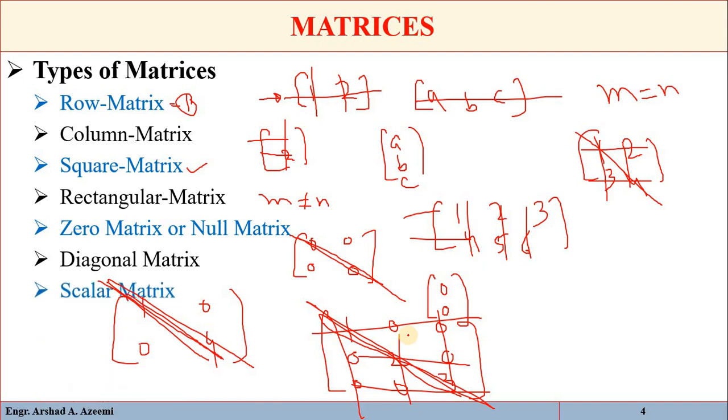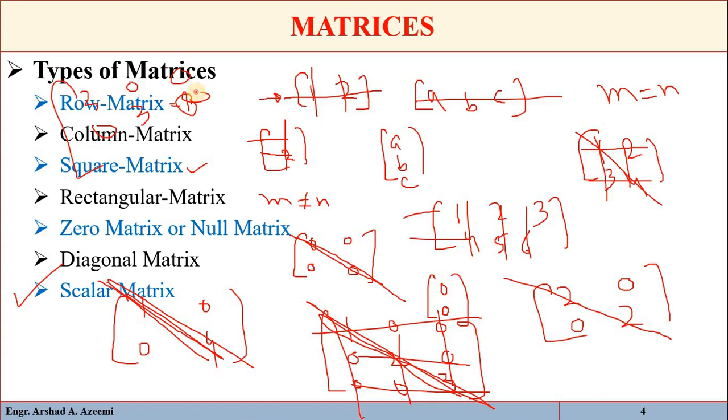Then we have the scalar matrix. A square matrix in which all the elements on the main diagonal are equal. For example 2 0 0 2, this is the main diagonal in which the elements are equal and the rest of the elements are 0, then it is called the scalar matrix. Also for example 3 0 0 0 3 0 0 0 3. Here you can see that on the main diagonal all elements are equal and the rest of the elements are 0, so that is called the scalar matrix.